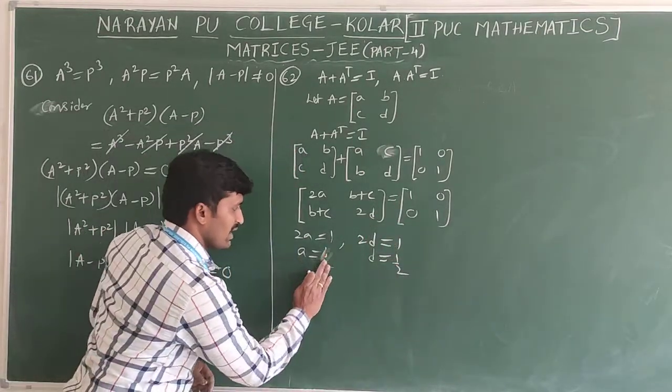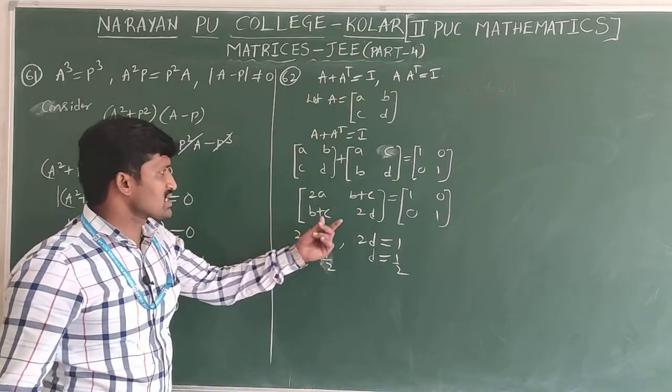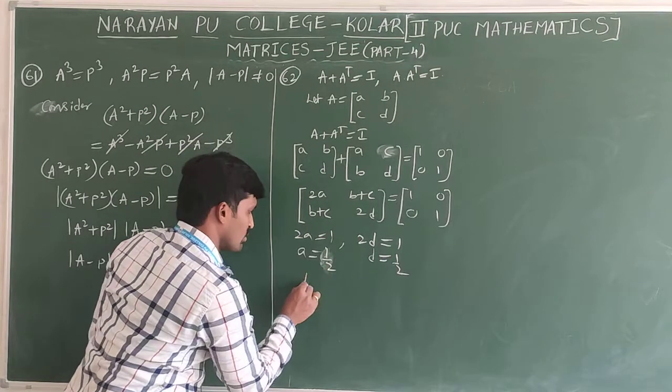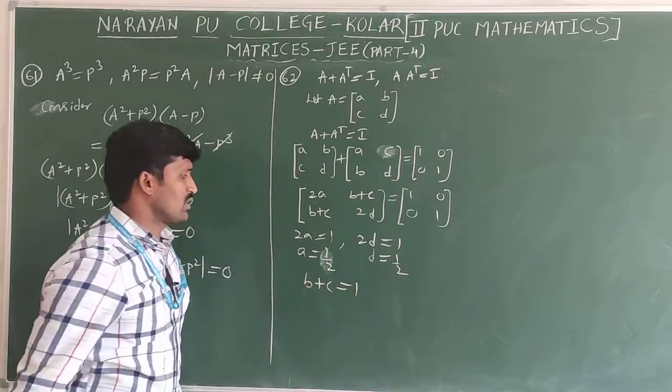The a value and d value we got clearly. Next we will get b plus c is equal to 1, one equation we will get. Here also b plus c equal to 0. One more condition: b plus c equal to 1.